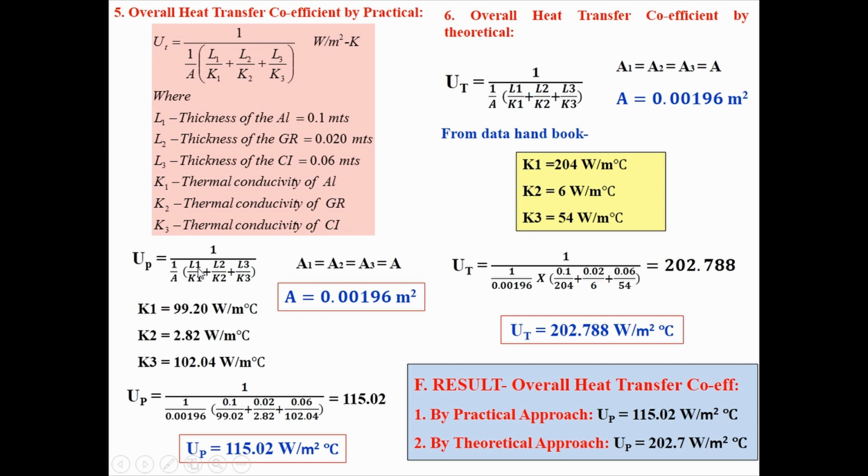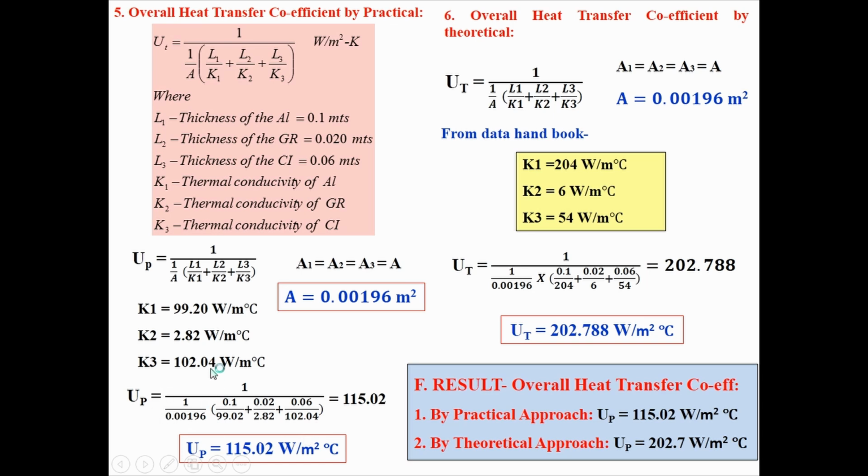Next, L1, the length of material 1, is 0.1, and the thermal conductivity is 99.09. Substitute. L2, the length of material 2, you already know, is 20 mm, that is 0.02 meter, divided by 2.8. Like that, the third material: L3 is 60 mm, that is 0.06 meter, divided by K3, which is 102. Substitute and you will get the overall heat transfer coefficient practically as 115.02 watt per meter square degree Celsius.